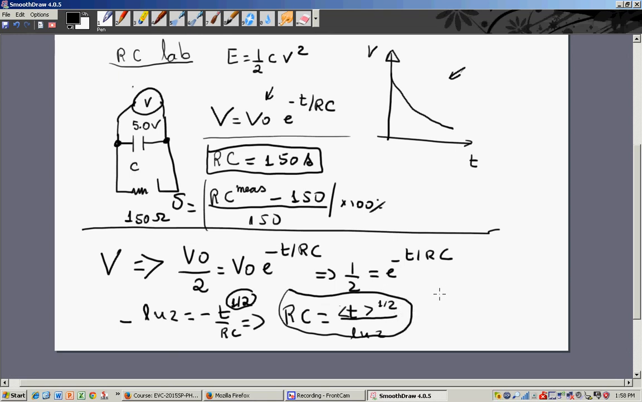Which could have some uncertainty, and you have to discuss that in your lab report. But you got a number. You got an RC measured. Let's call this measure 1. Okay, very good. What is the other way to take that and to come up with another RC measured? Let me show you how.